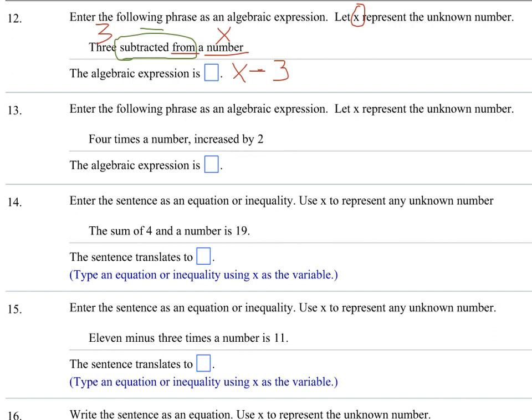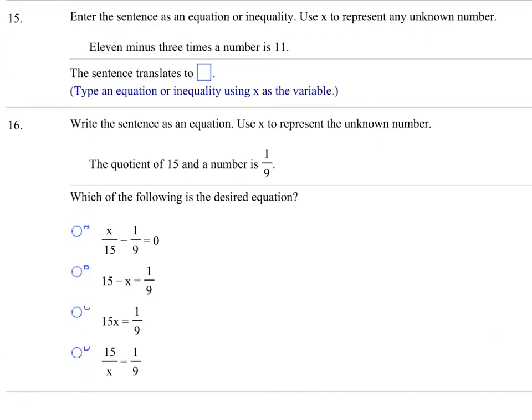Then if I take a look at number 15, this one says 11 minus 3 times a number is 11. So let's look for those keywords that are on our chart. So minus, it definitely means subtract. Then I've got another keyword right here, times, which means to multiply. And I'm going to use a dot for my multiplication. And then another keyword that's on our chart is. And that's where we're going to put our equal sign.